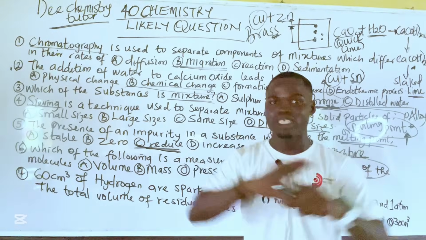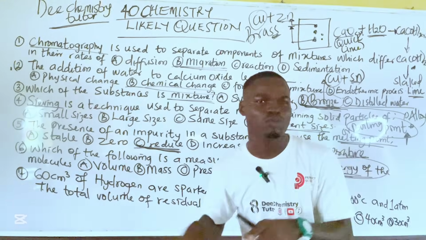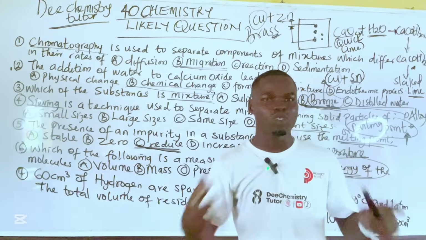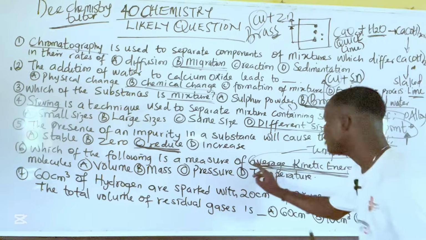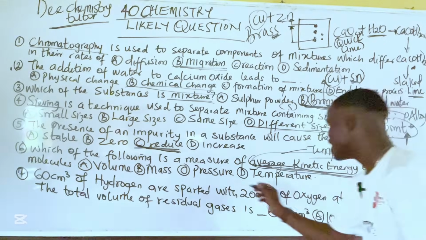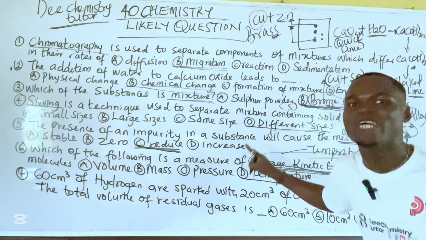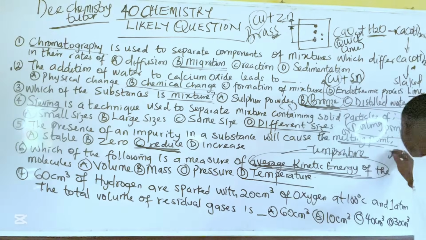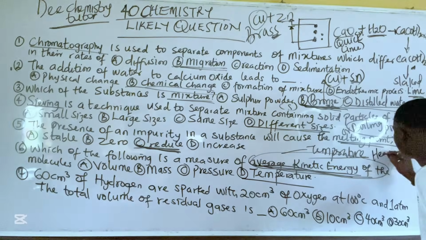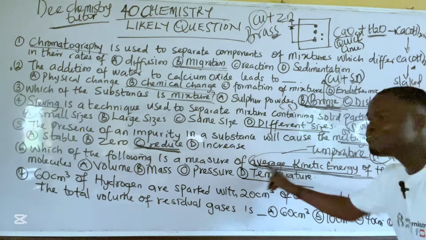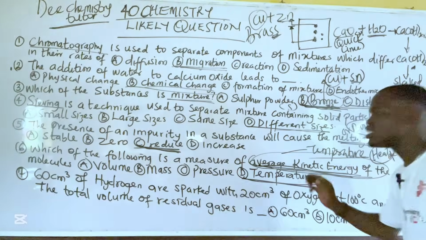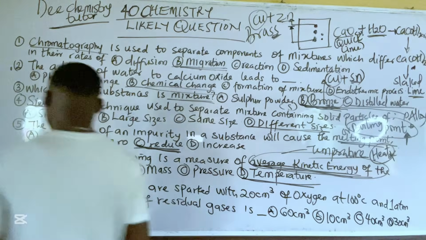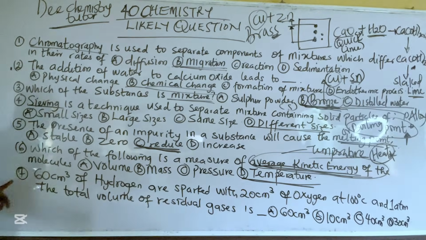I don't want to go deep because there are a lot of concepts regarding this, but when you resume 100 level, we'll talk about it. For now, just know that the measure of average kinetic energy is temperature. But if they change this to a measure of total internal energy, that is heat. But if it is average kinetic energy, the answer is temperature. Now, the last question here, number 7.